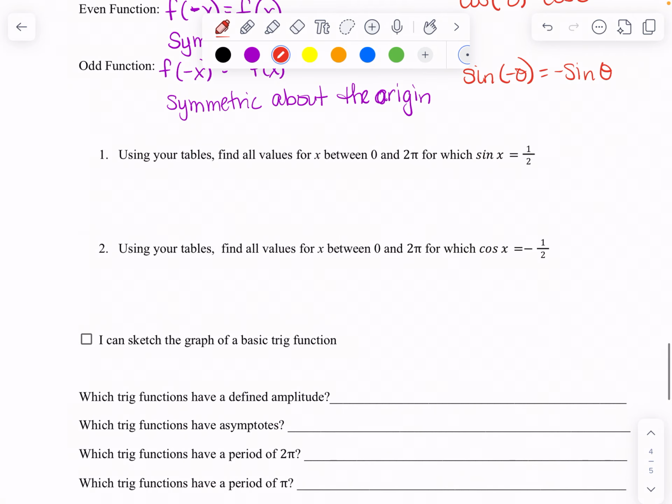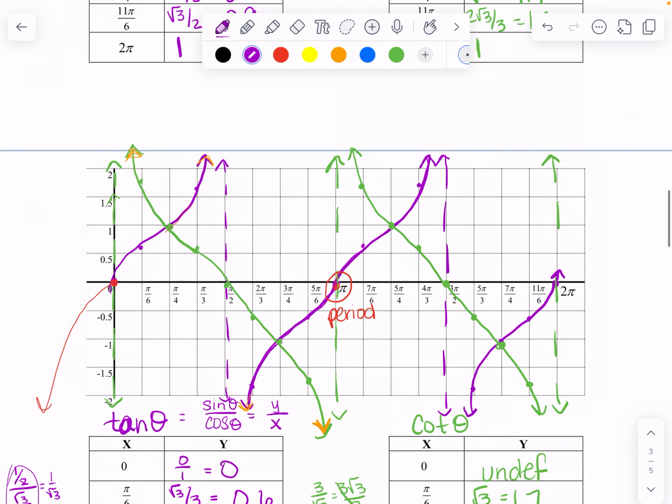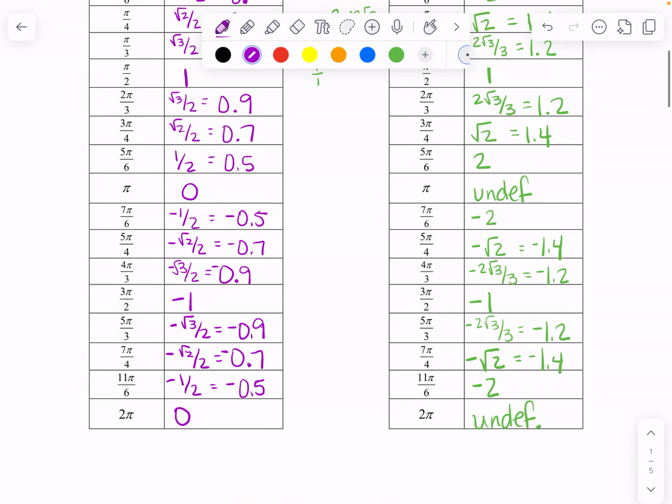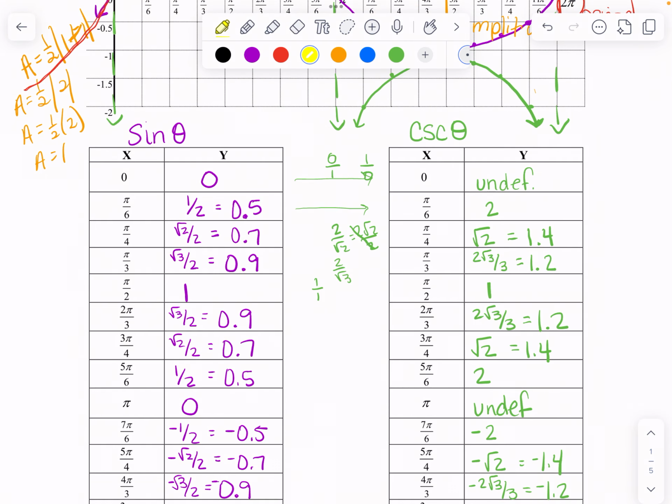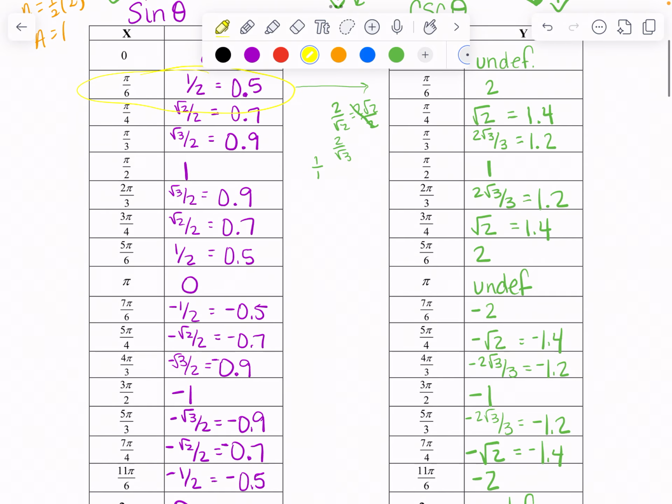Okay, now we're going to use our tables, and we're going to answer some questions. So you're going to look at your tables, and to save you from scrolling, well, maybe I'll do it. It says, using your tables, find all the values of x between 0 and 2 pi. So that means it wants it in radians, for which the sine of x is 1/2. Okay, so I'm going to look at my tables, and I want to know when sine is 1/2. Well, sine is 1/2 there at pi over 6 and at 5 pi over 6.